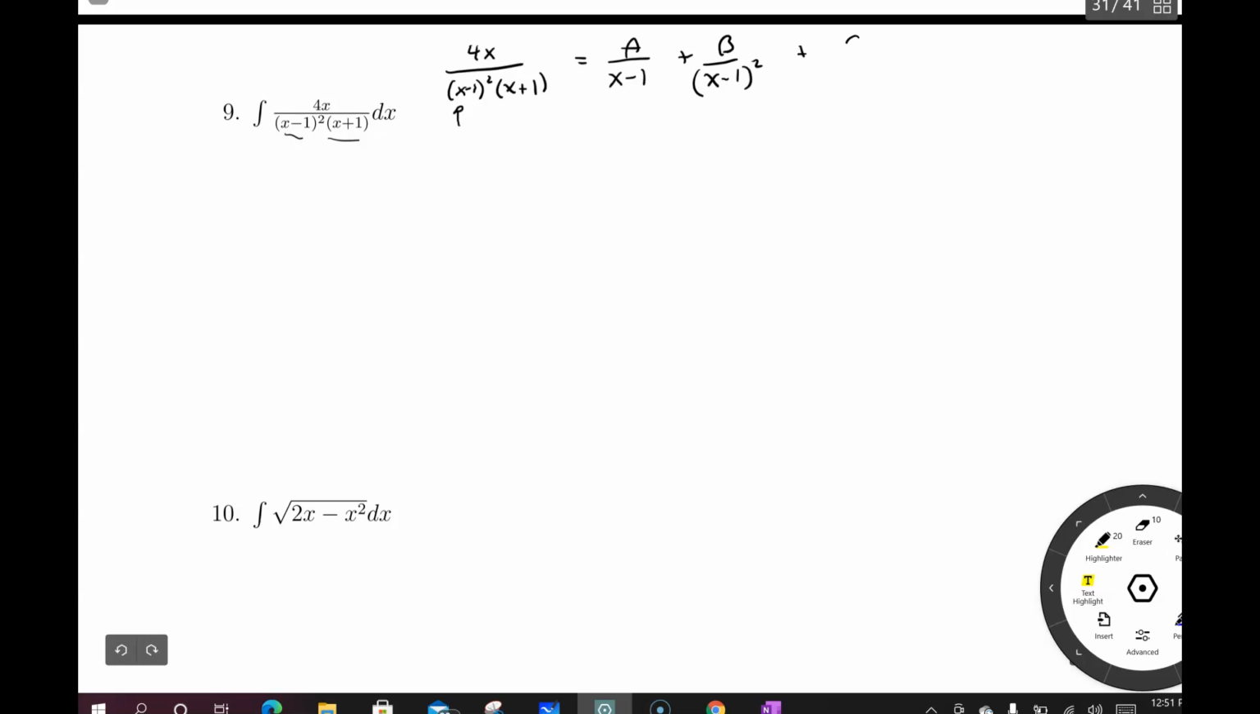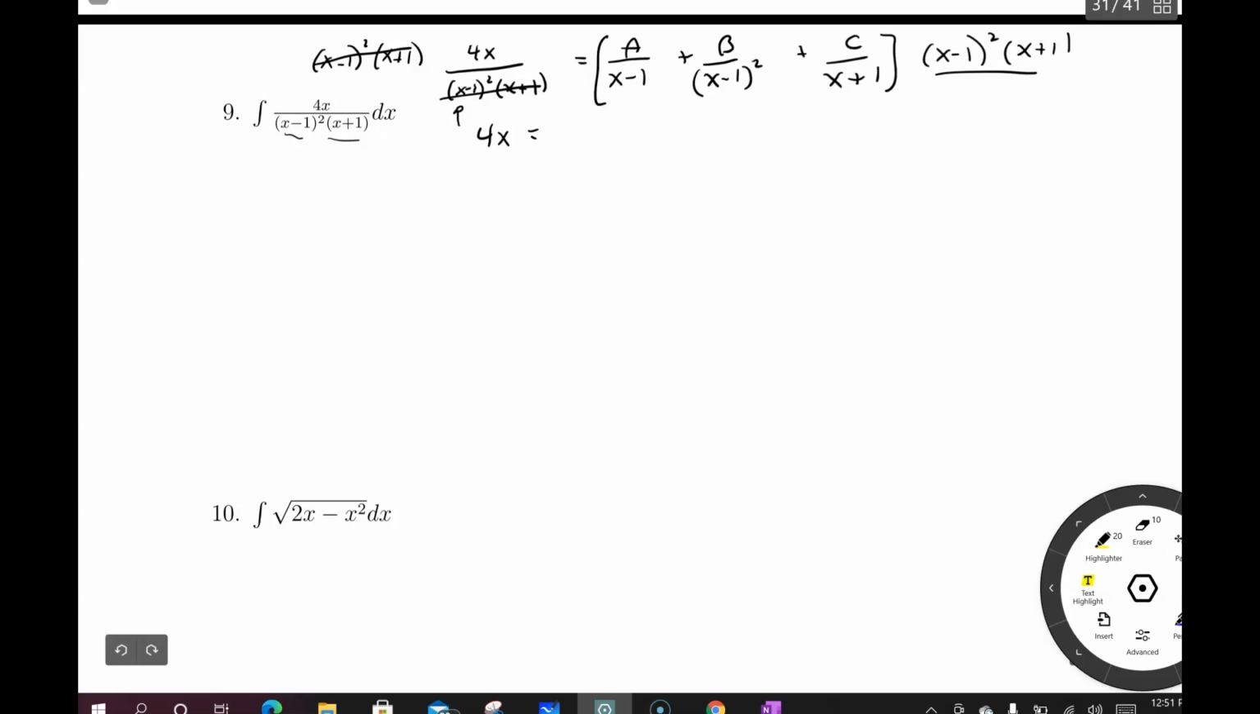Then my next one is my one linear factor of x plus 1. Okay, so this is the place where lots of people make mistakes. So remember, you're multiplying both sides by this denominator. So x minus 1 squared times x plus 1. Okay, so these two cancel out. So I'm just left with 4x on the left-hand side.